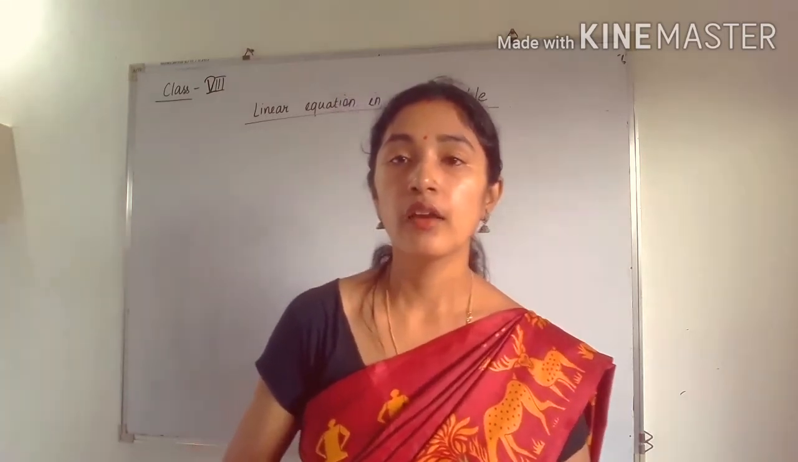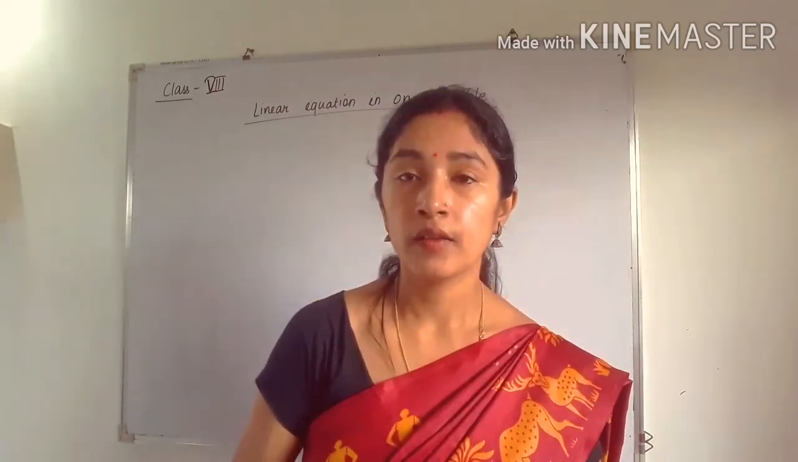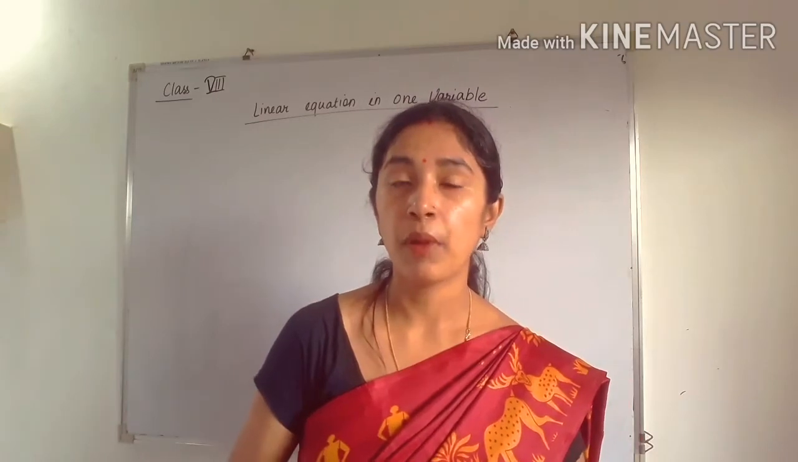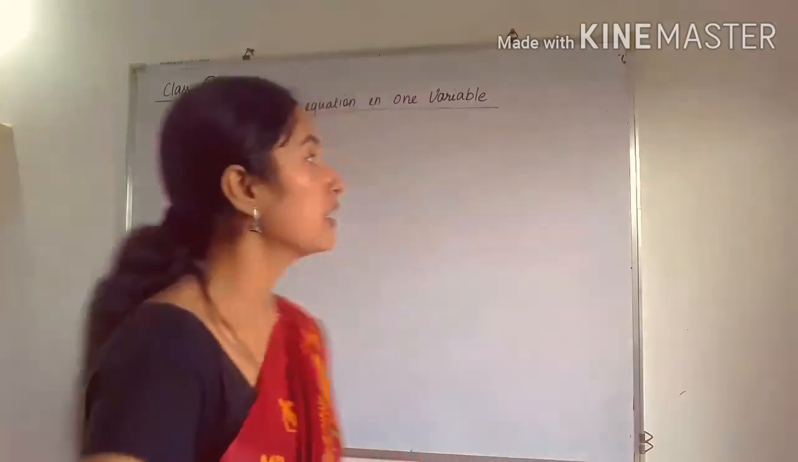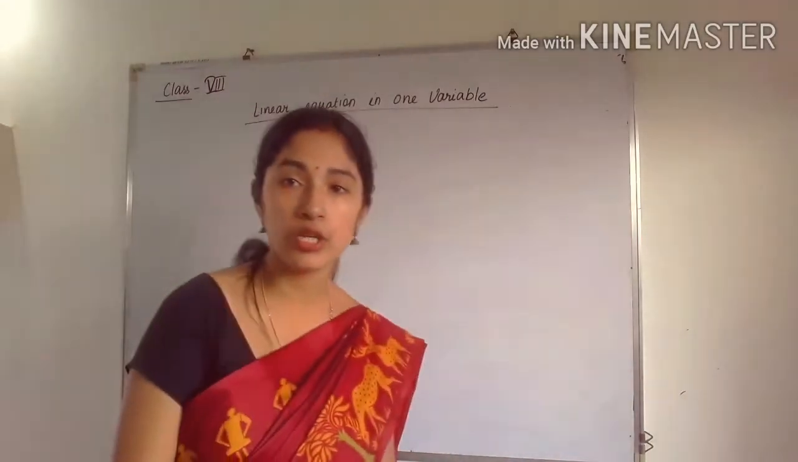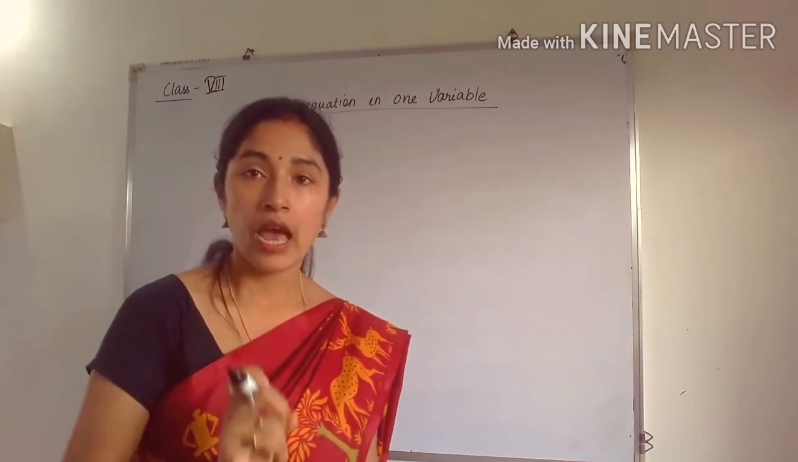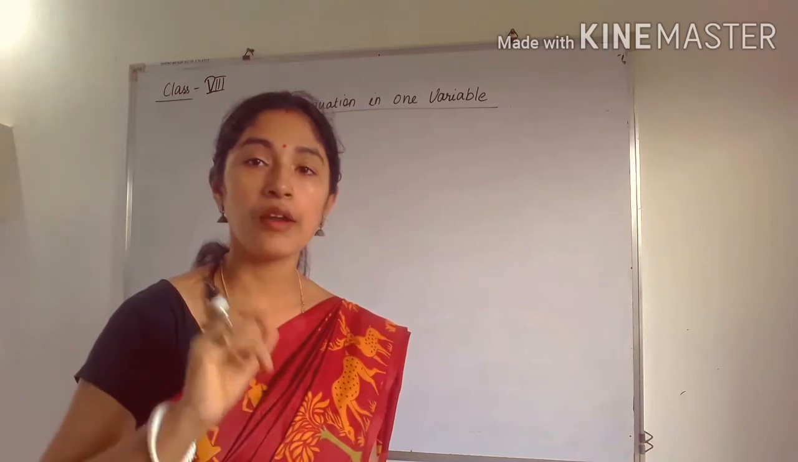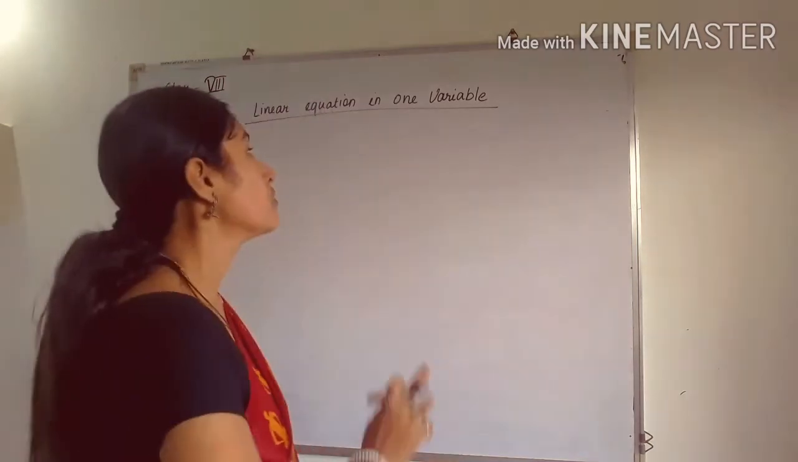Okay, so here what is the meaning of linear? Linear means the variable which contains power 1, that means the degree should be 1. So the meaning of linear is degree 1. Okay, and what is the meaning of equation? Equation means that expression consists of an equal to symbol, and after the equal to symbol a number is assigned to the expression.